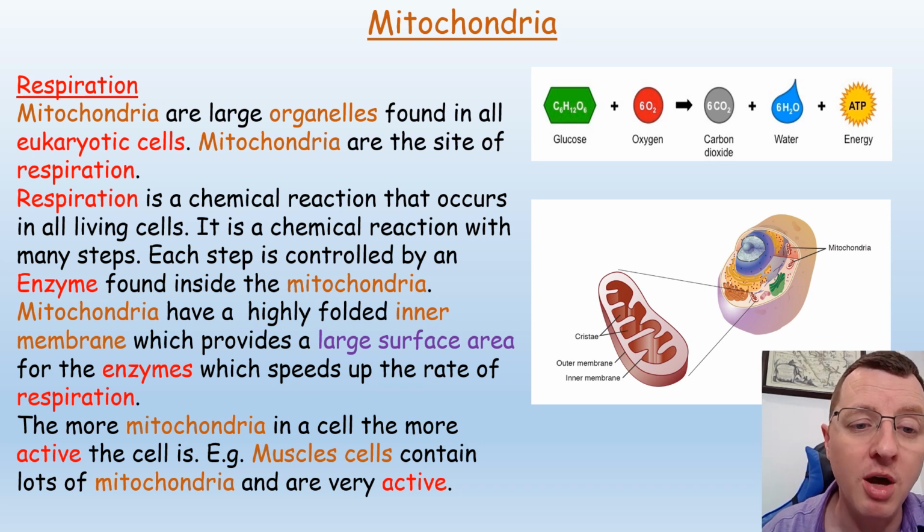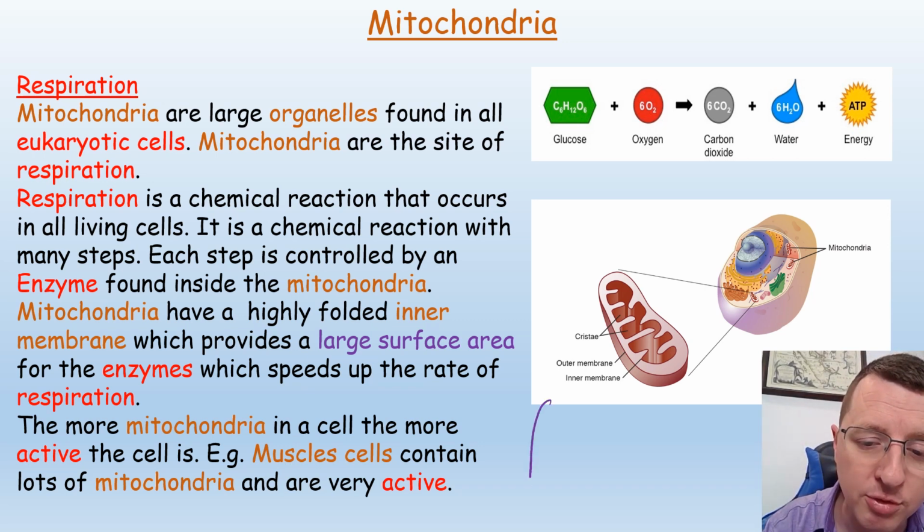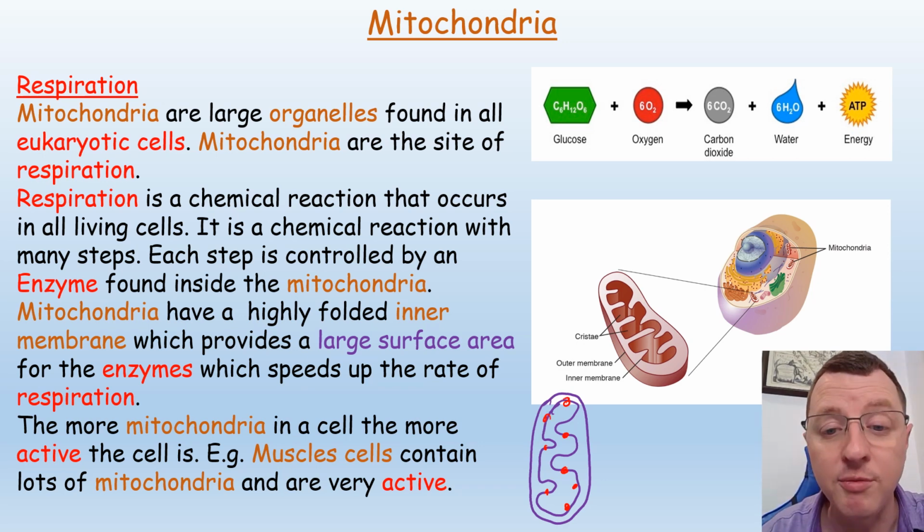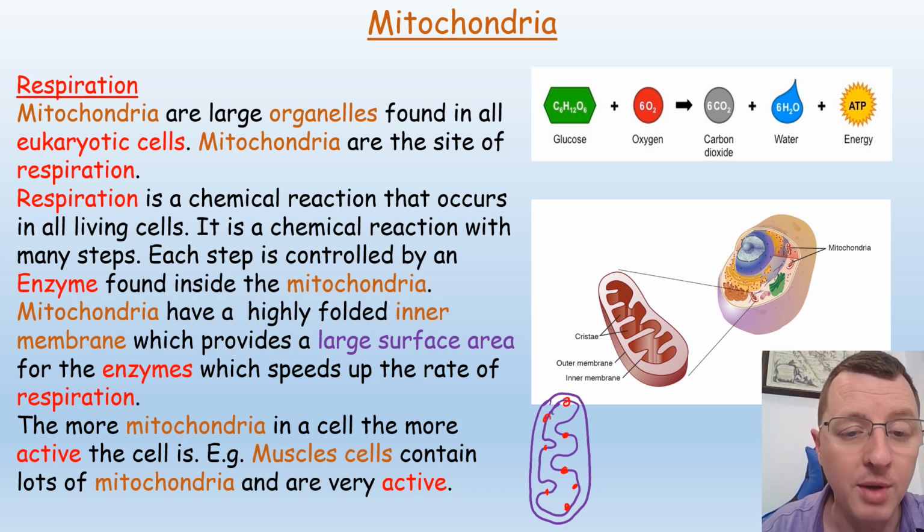Now the mitochondria have actually got two membranes. I'll draw it out here. There's an outer membrane and then a folded inner membrane, and it's that folded inner membrane which has an incredibly large surface area, and it's on that membrane that we find many of the enzymes that control respiration, the various stages and chemical reactions that occur within the respiration reaction itself. And these enzymes will speed up the rate of respiration and so work best at about 37 degrees, your optimum body temperature.